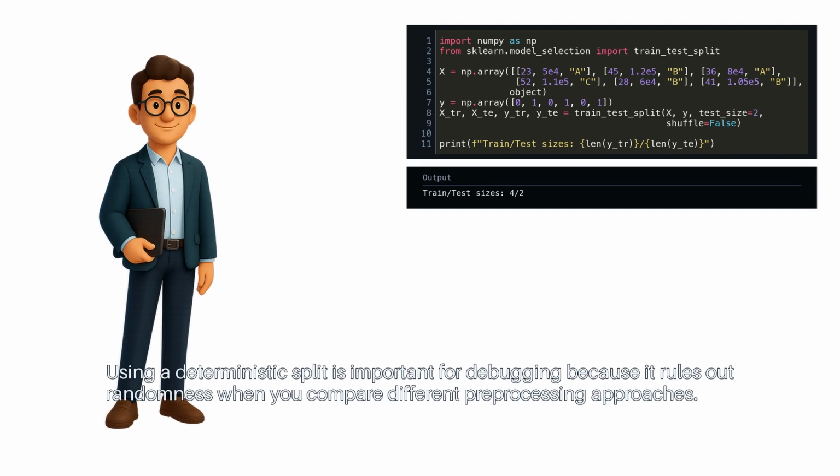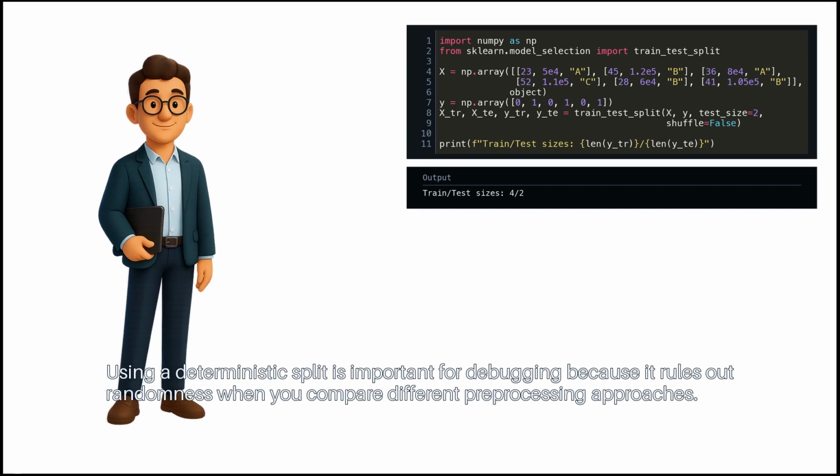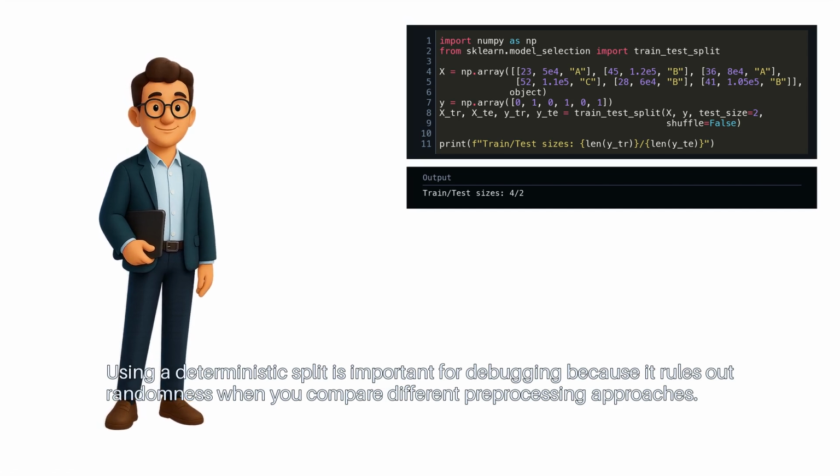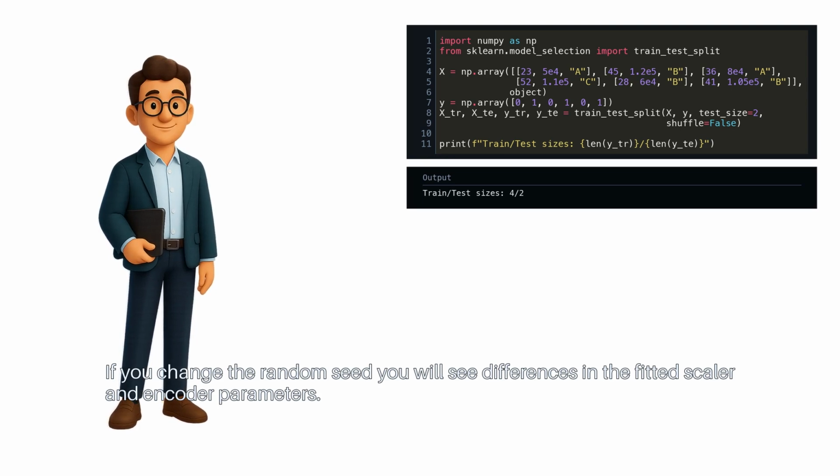Using a deterministic split is important for debugging because it rules out randomness when you compare different pre-processing approaches. If you change the random seed, you will see differences in the fitted scaler and encoder parameters.